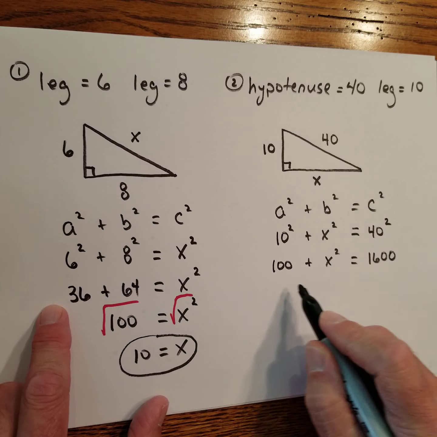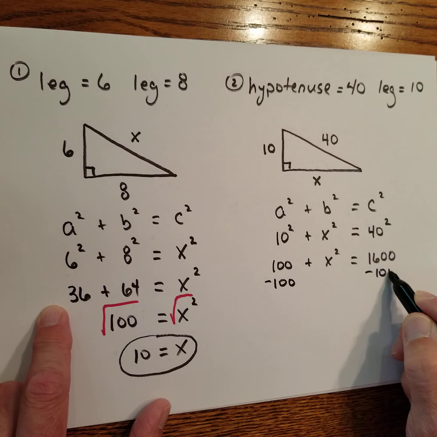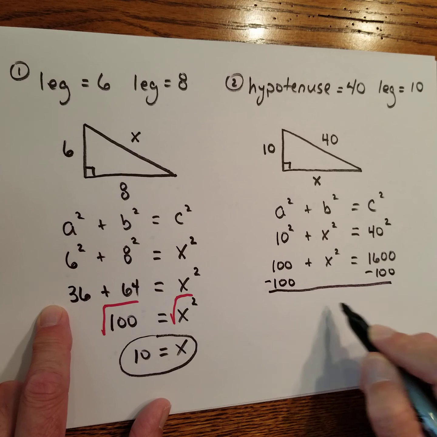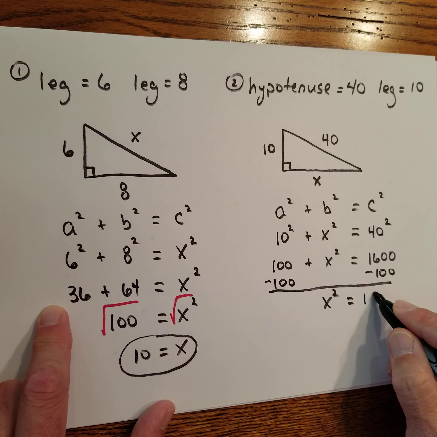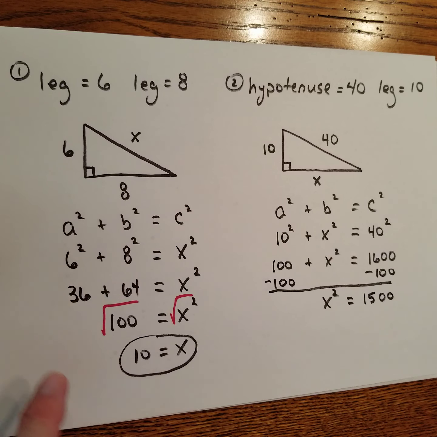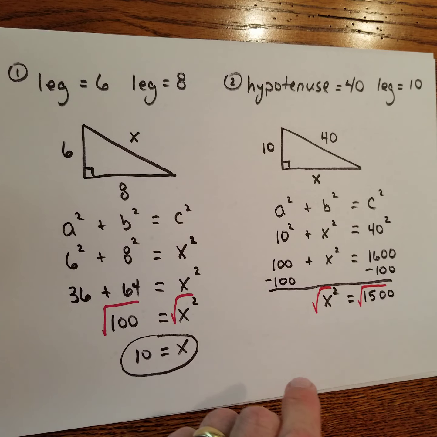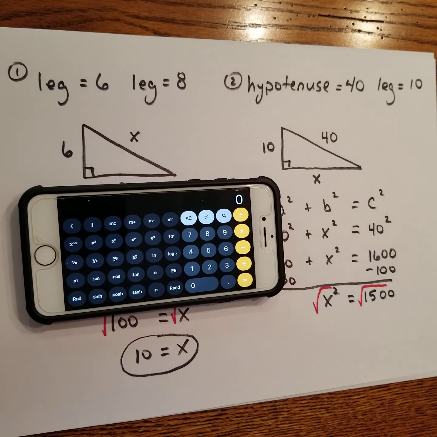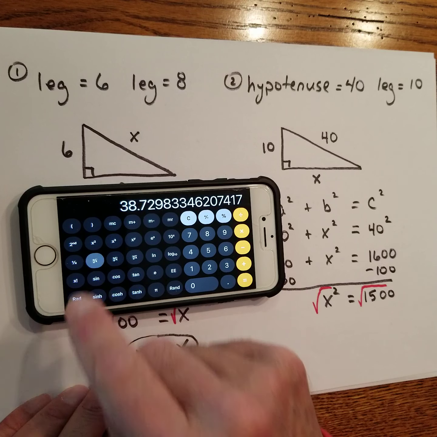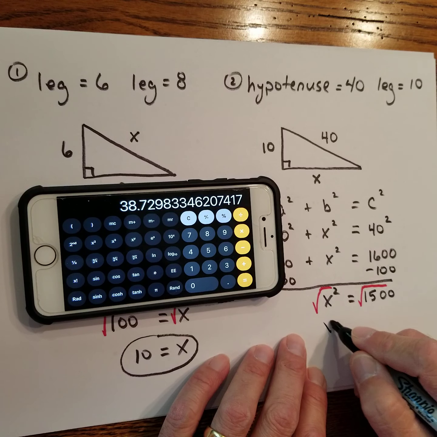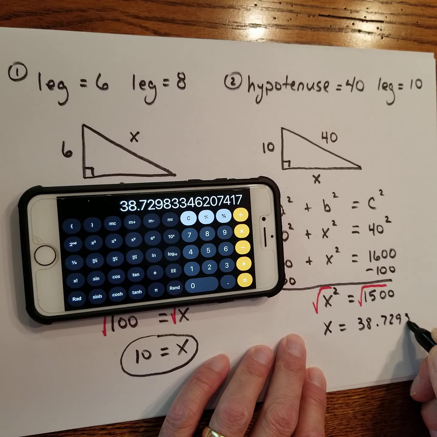Now, to get x by itself, I must get rid of this 100. So I'll subtract 100 from each side. 1,600 minus 100 is 1,500. Now I'm going to need a calculator to take that square root. And the square root of 1,500 is 38.72983.